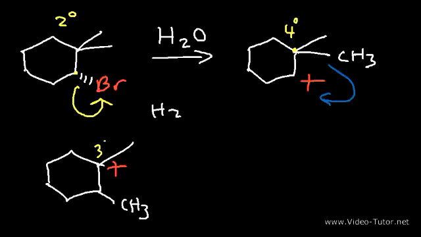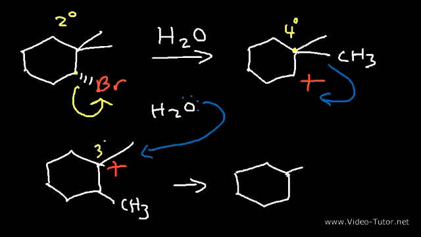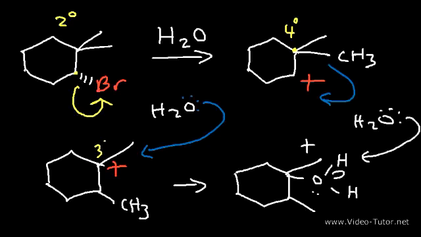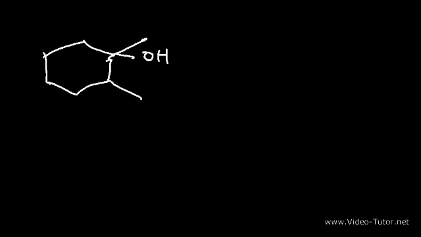So now we can use water to react with the carbocation. Let's not worry about stereochemistry in this example. So we're going to have this intermediate, and then the last step is to take off the hydrogen. So this is going to give us an alcohol that looks like this. So this is the product.